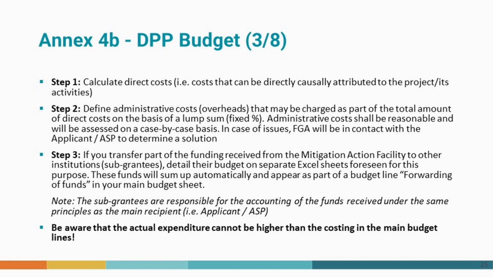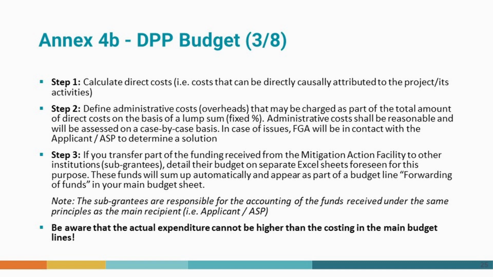Secondly, define administrative costs that can be charged as a fixed percentage from the total sum of direct costs. We cannot disclose the estimated range of acceptable administrative costs, but can indicate that these shall be reasonable and will be assessed on a case-by-case basis. If issues are identified, FGA will be in contact with the applicant to determine or negotiate a suitable solution.